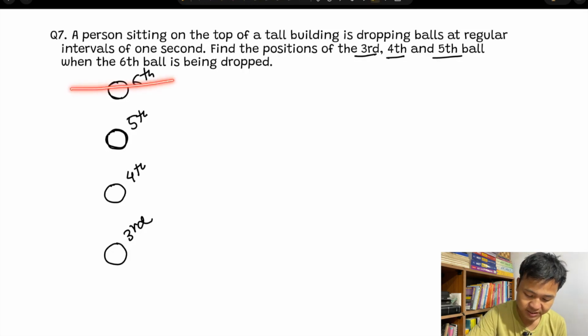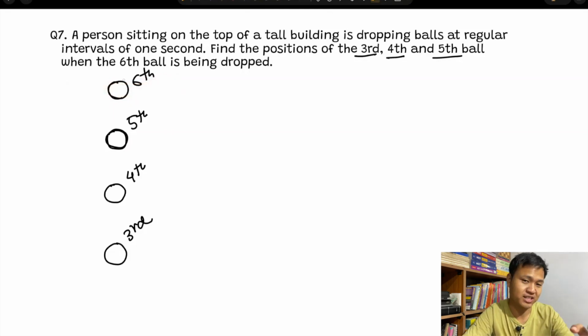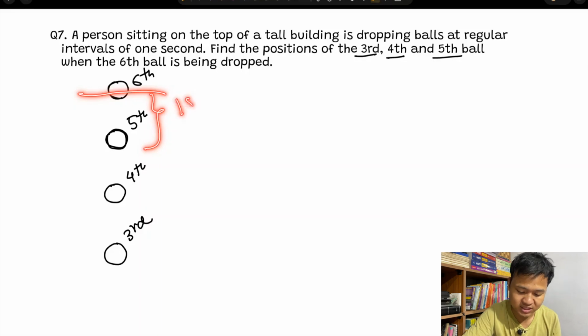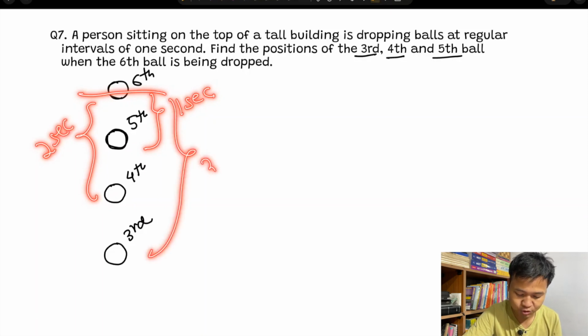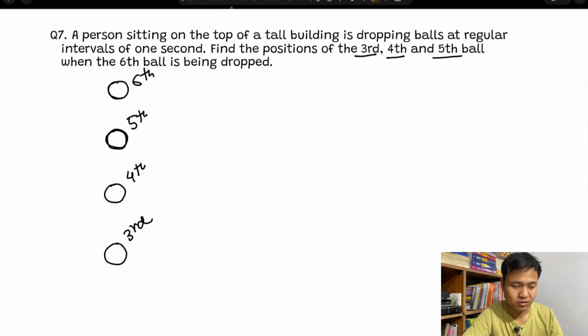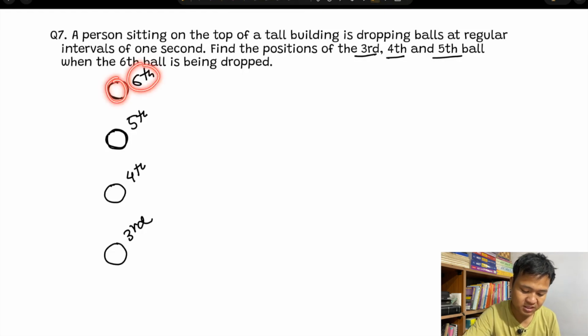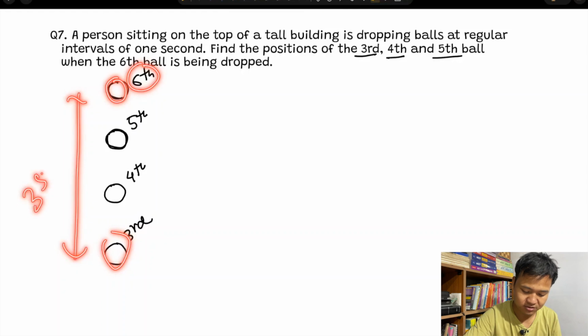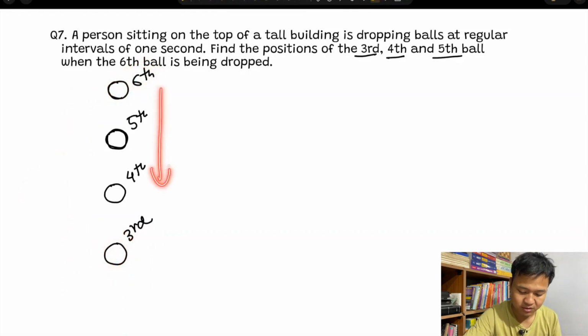So the third ball has traveled 3 seconds, the fourth ball has traveled 2 seconds, and the fifth ball has traveled 1 second. When the sixth ball is released, the third ball has already traveled 3 seconds, the fourth ball has already traveled 2 seconds, and the fifth ball has already traveled 1 second.